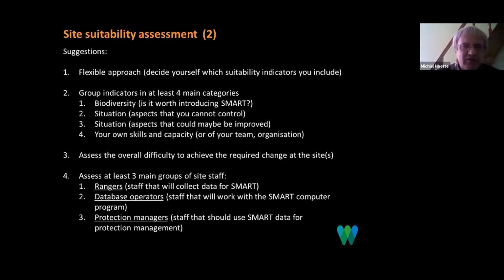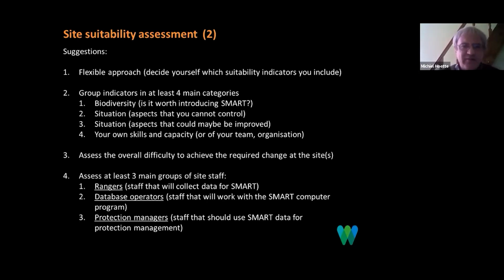I think you should also assess the overall difficulty of achieving a change in the management style of the site, from a situation where there's no SMART to a situation where SMART is fully functional as an adaptive management tool. And as I mentioned, there are three groups of site staff that are important. You should assess them all and see whether you can expect problems there or whether you think their capacity is good.